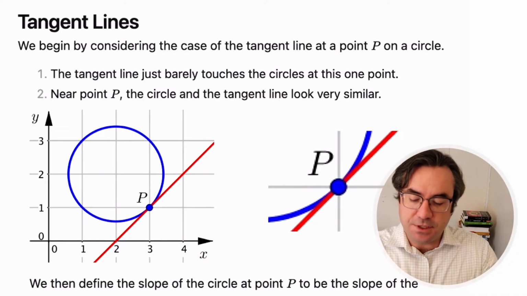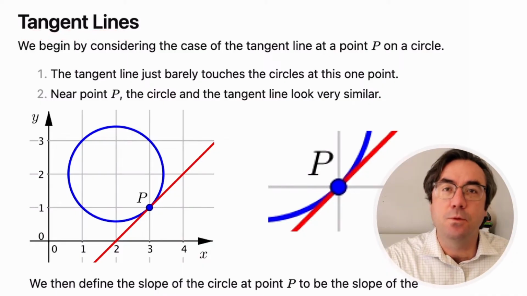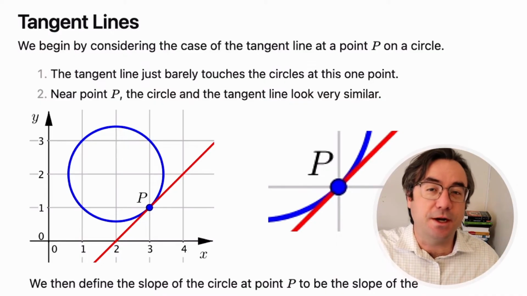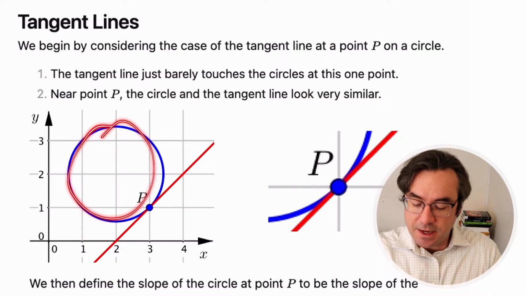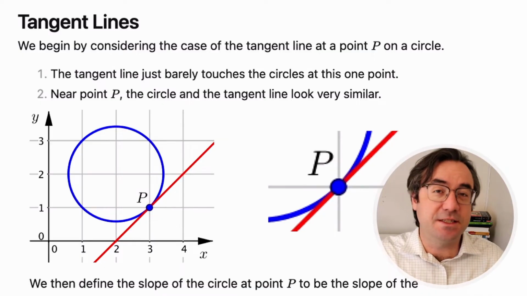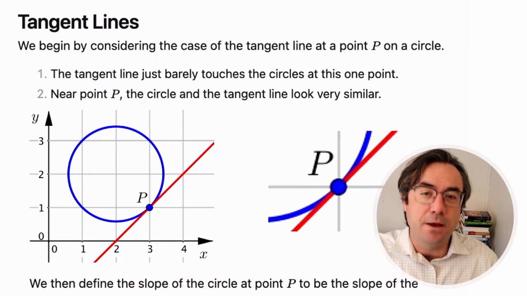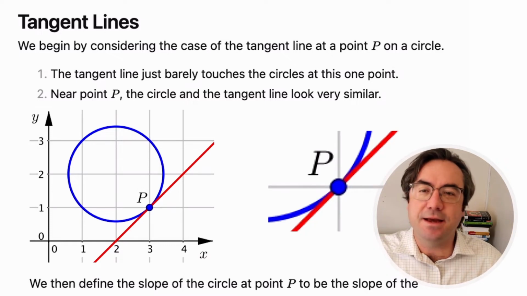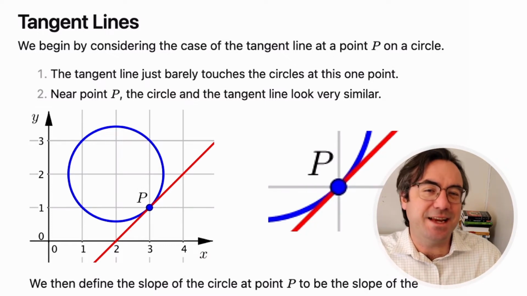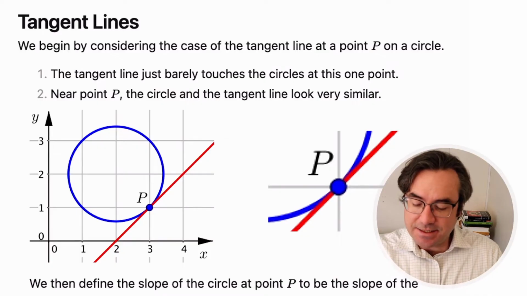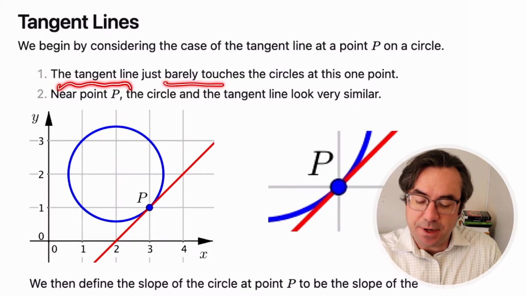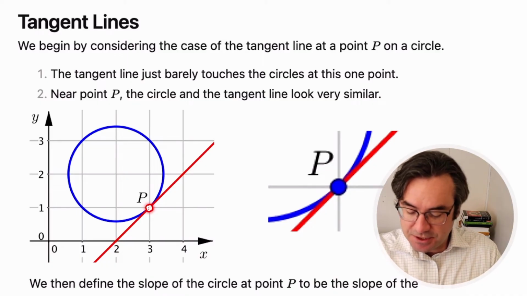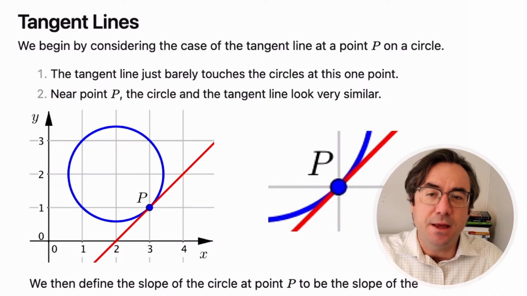So, tangent lines really come around when we're talking about circles. And so there's ways to construct, if you have a circle and you have a point that you're interested in that sits on the circle itself, the tangent line at that point. And a few important properties that tangent line has is that the tangent line just barely touches the circle at this one point.